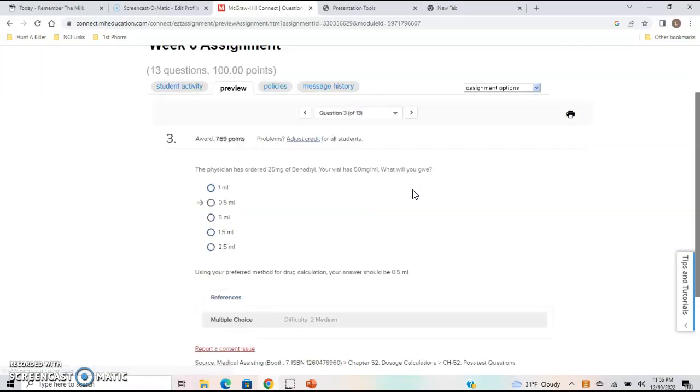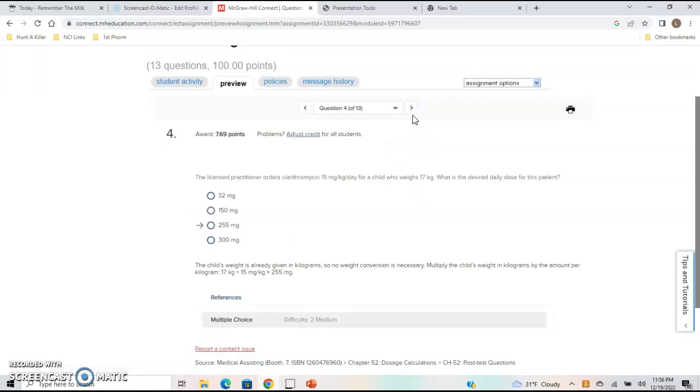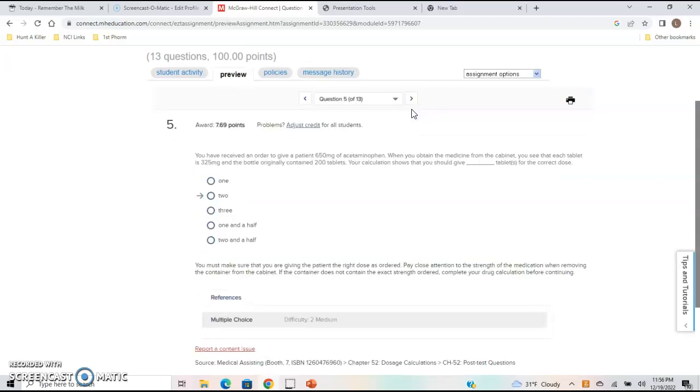Another one where I find that the formula method is more appropriate is when you're dealing with tablets. So let's take number 5, for example. You have received an order to give a patient 650 milligrams of acetaminophen. When you obtain the medicine from the cabinet, you see that each tablet is 325 milligrams, and the bottle originally contained 200 tablets. Your calculation shows that you should give X number of tablets for the correct dose. So, ignore that 200. It doesn't matter to this question.